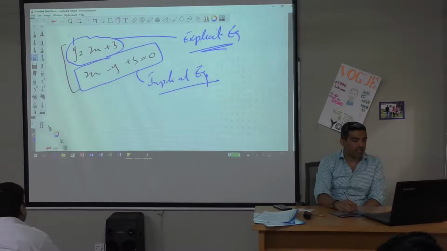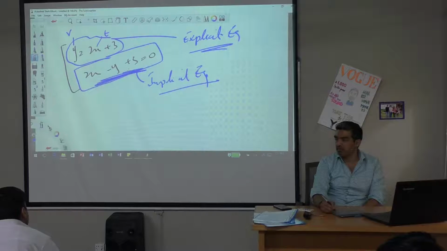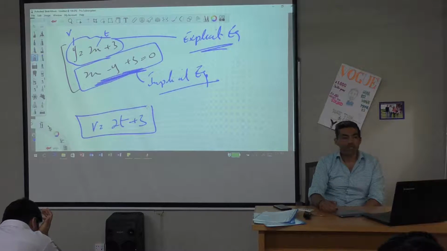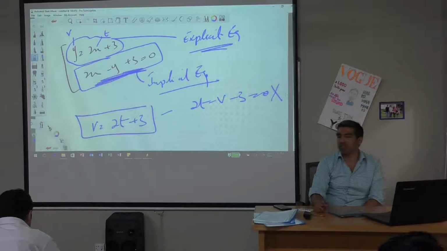If your y is velocity and your x is time, I would never write the equation like this. I would always write the equation v is equal to 2t plus 3. You would never see in any physics book or anywhere the equation as 2t minus v minus 3 equal to 0. Never. Because there is a clear-cut dependency and independency involved between velocity and time. Velocity and time do not have equal status, so they have to be expressed explicitly. You have to say v is a function of t. So you can say v is a function of time.